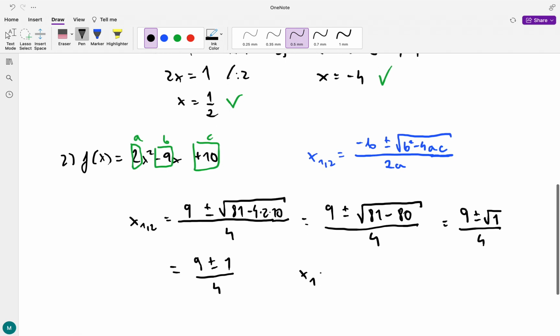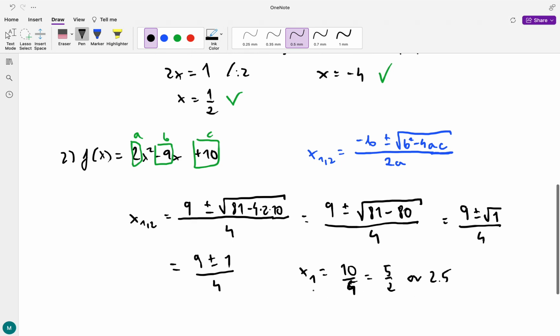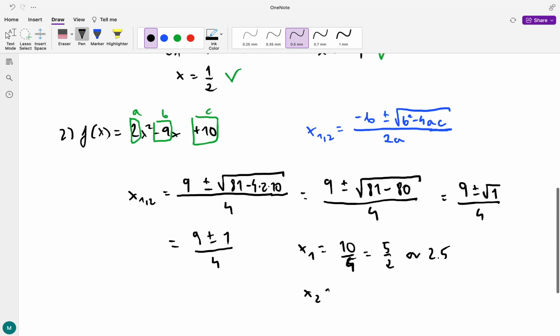Therefore, x1 is equal to 9 plus 1. That's 10 divided by 4, or 5 over 2, or 2.5. x2 is equal to 9 minus 1, which is 8 divided by 4. That's 2. So once again, we were able to find zero number 1 and zero number 2, or root number 1 and root number 2.